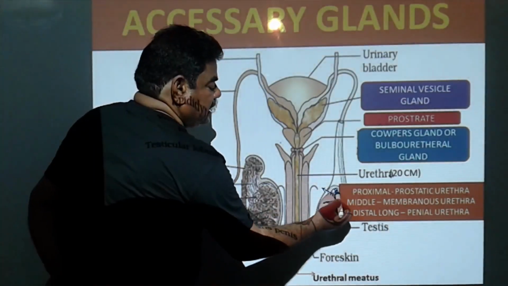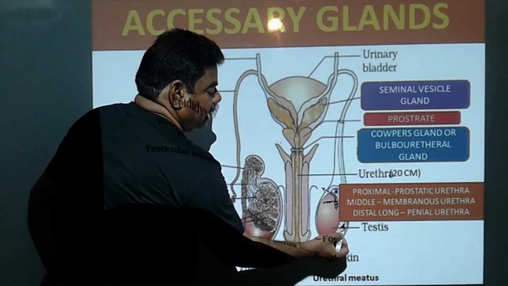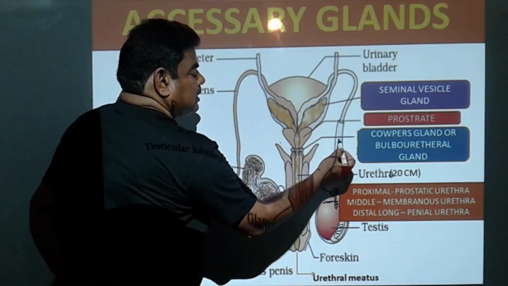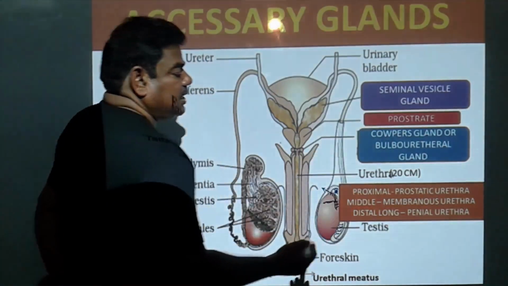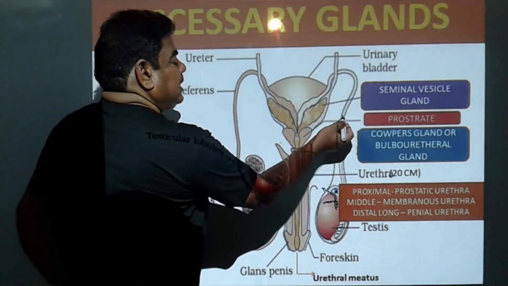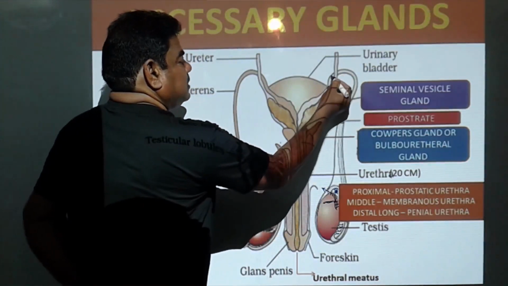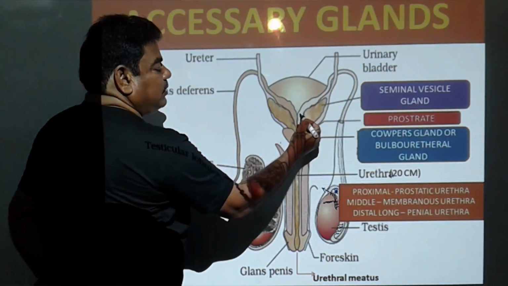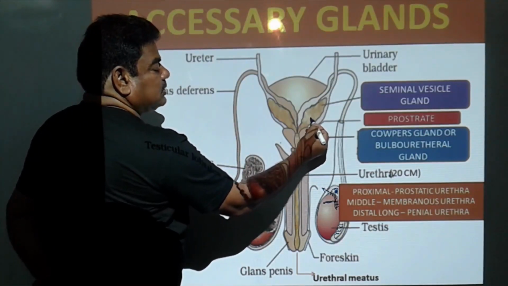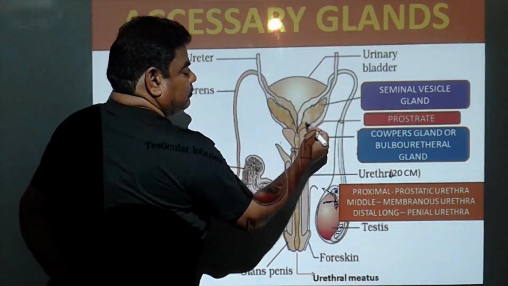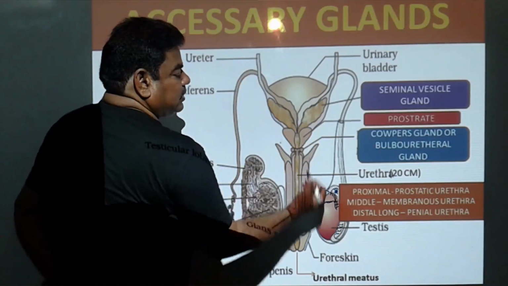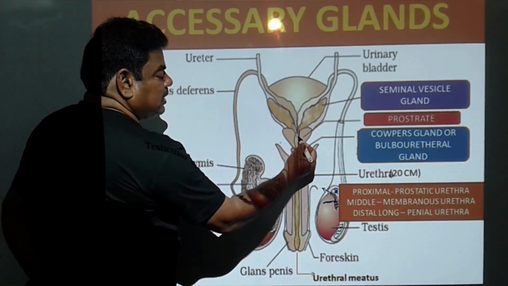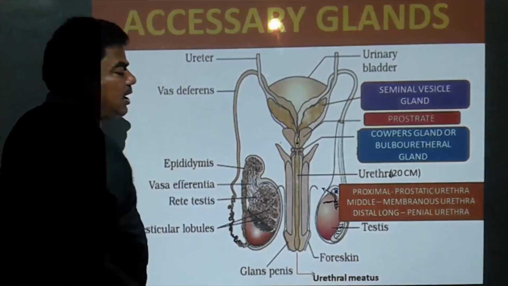From the vasa efferentia, the sperm comes here into the epididymis, and from the epididymis the sperm travel through this common duct. That duct we call the vas deferens, and then the sperm ultimately come here into this bulge portion, which we call the ampulla. This ampulla along with the seminal vesicle forms a common duct. That duct we call the ejaculatory duct. From the ejaculatory duct, the sperms come here into the urethra.